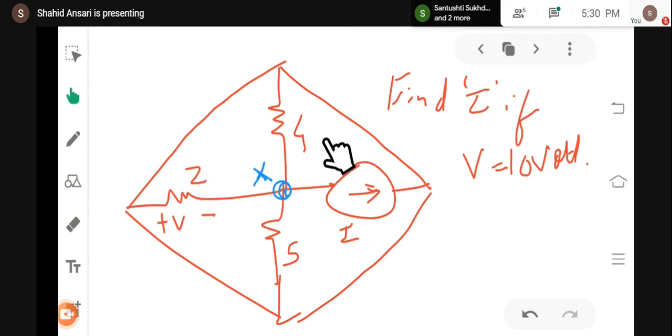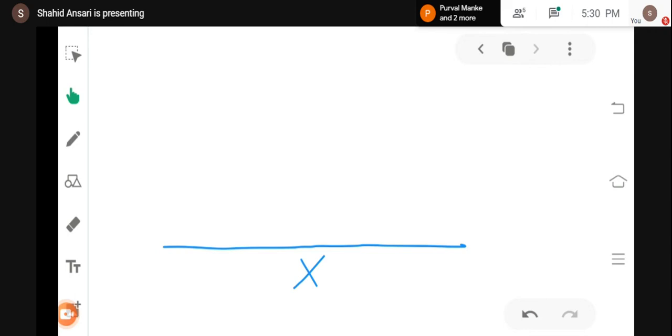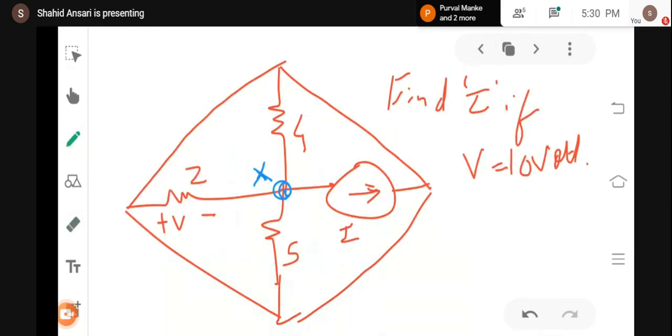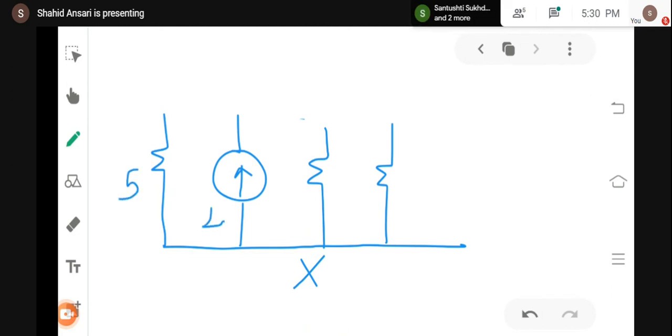So can I draw all these elements in sequence, starting from 5, suppose? Starting from 5, then I, 4 and 2. 5, I current source, 4 and 2. Is it okay? 5, I, 4, 2. This is the common point.